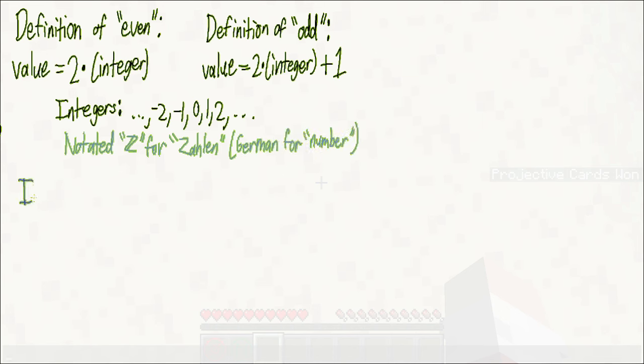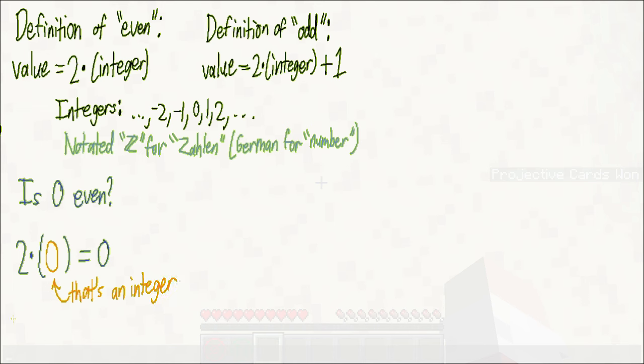So the question is, is 0 even? What you do is you set up the equation 2 times something equals 0, and then you find that the thing that you can fill in to make that true is 0, and 0 is an integer. So the value 0 is 2 times an integer, so it's even.